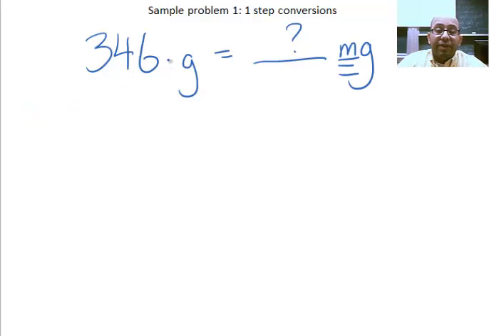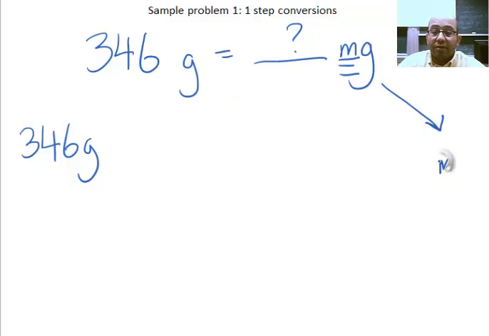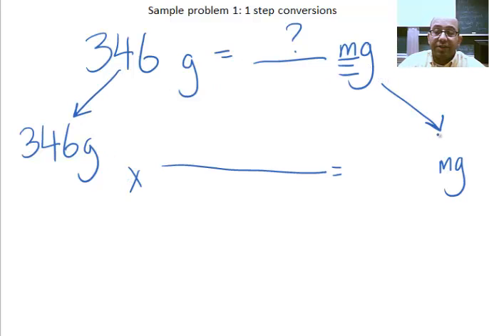So our given is 346 grams, so we put that on the left side. We put milligrams, which is my answer, on the right side. And I put my conversion factor in the middle. So remember, the given goes on the left, the answer goes on the right, and the conversion factor always goes in the middle. So now I need to cancel my gram unit, so I put it on the bottom. I need to get my milligram unit, so I put it on the top.